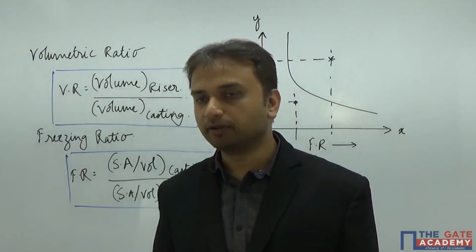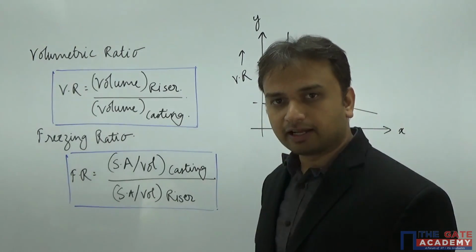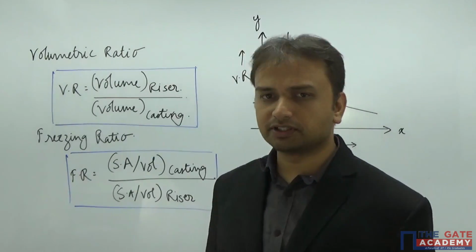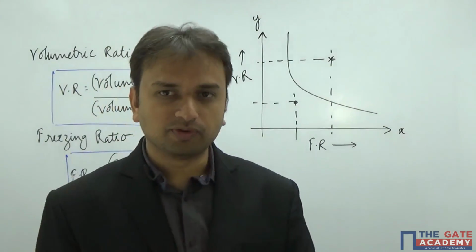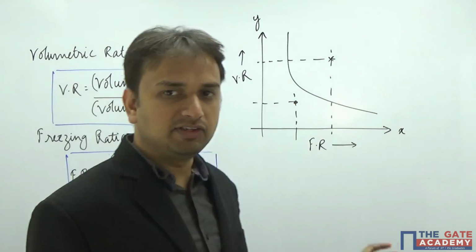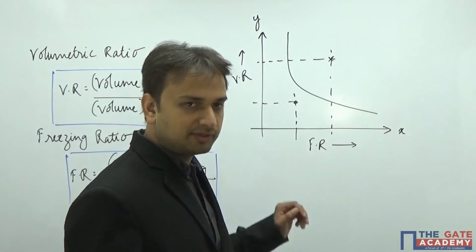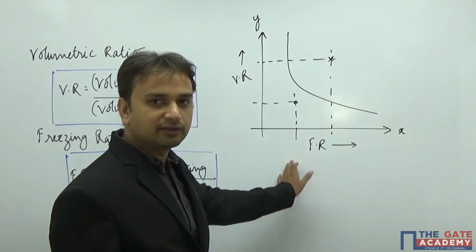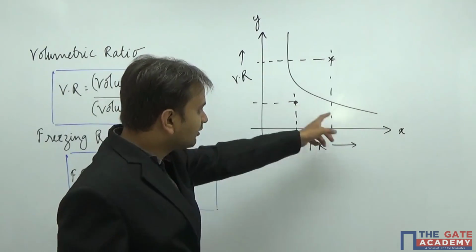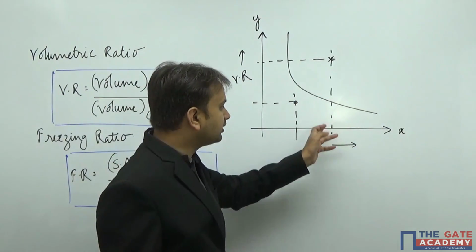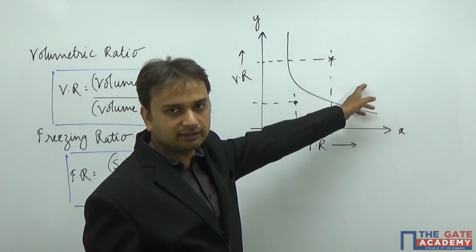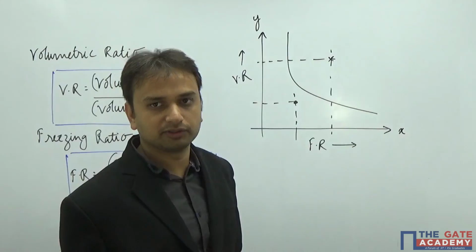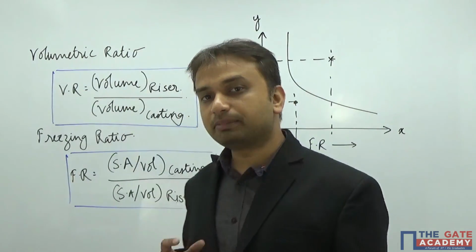Alright friends, so listen up now. Once again I am repeating what is Keynes method. Keynes method is again a small method to judge whether the riser is going to work out or not, and for that we use a graph with VR, volumetric ratio, on the y-axis and freezing ratio indicated on the x-axis, and there will be a graph like this. And if your meeting point lies on the right hand side, that means it is adequate. Over here on the left hand side, not adequate, not going to work out at all. You need to redesign it. Now, what do you mean by volumetric ratio?